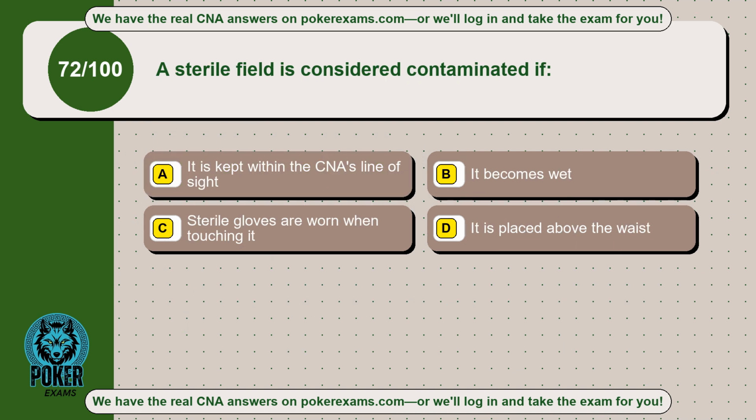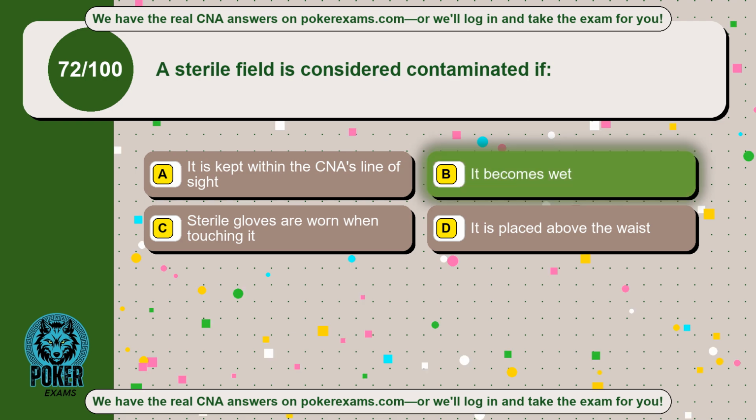Question 72. A sterile field is considered contaminated if: Option A. It is kept within the CNA's line of sight. Option B. It becomes wet. Option C. Sterile gloves are worn when touching it. Option D. It is placed above the waist.